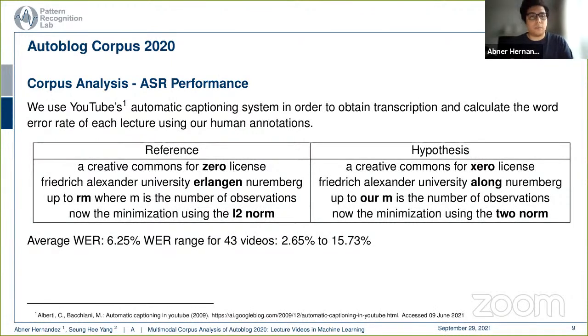So for now, we've only been looking at YouTube's automatic captioning system, since we've noticed it performs very, very well, at least with English. And even though the professor in the pattern recognition course had a German accent, the average word error rate of the videos was quite good. It was around 6.25%. And between the 43 videos, it ranged from 2.65% to 15.73%.